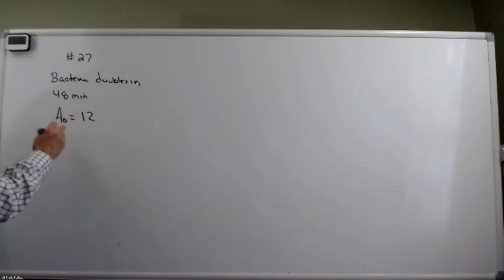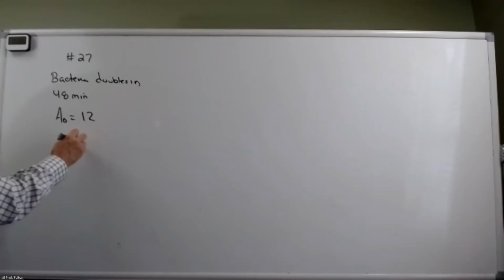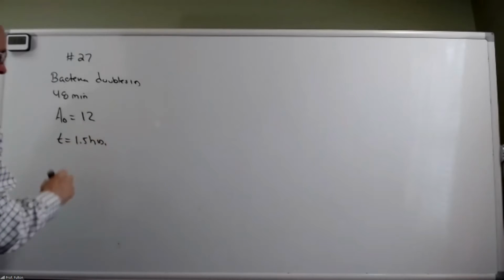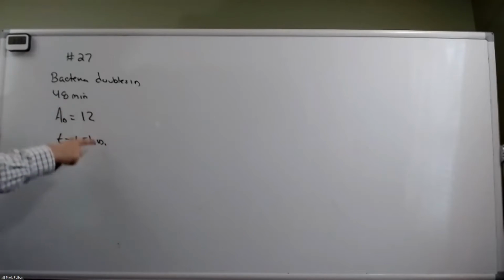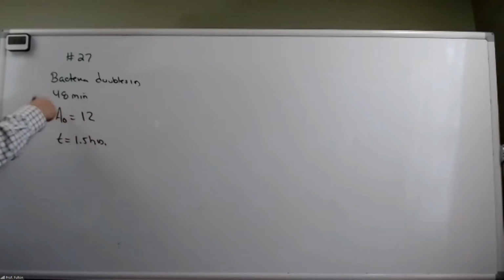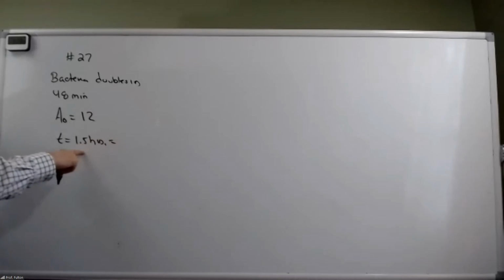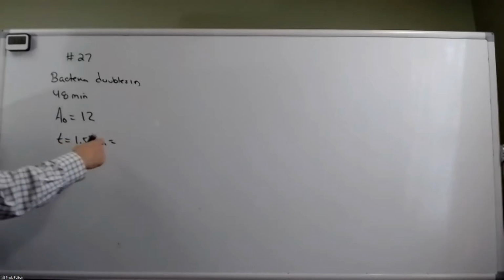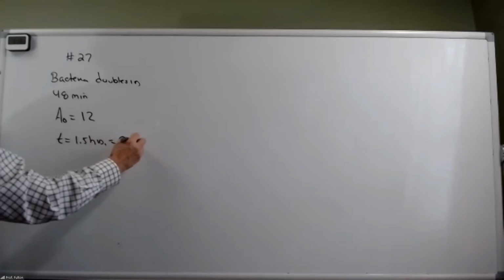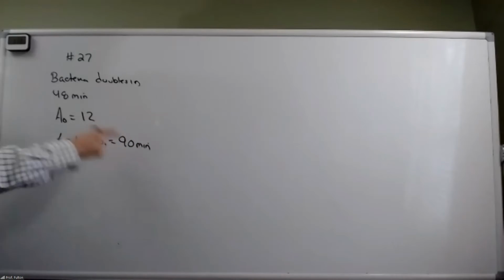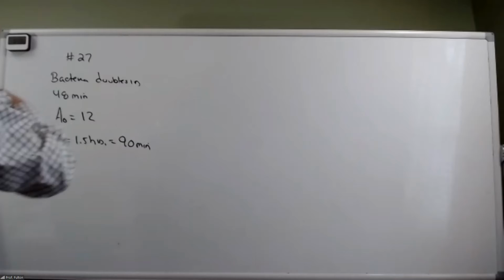So after t is 1.5 hours, but we have to be careful over here. This is minutes, those are hours. So let's just turn everything into minutes. I could turn the minutes into hours, but I'm going to turn the hours into minutes. So that's 60 plus another half of that. So that's 90 minutes, 1.5 hours. We'll keep everything the same.